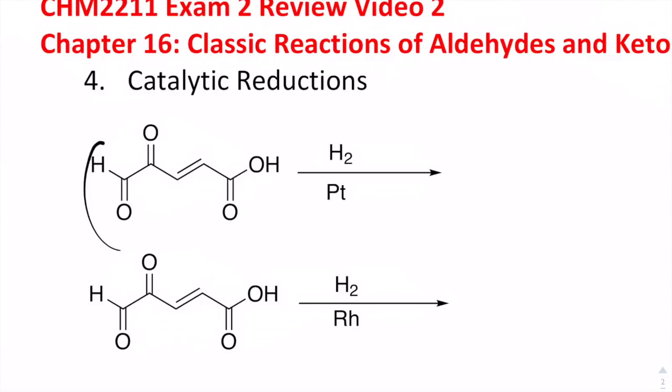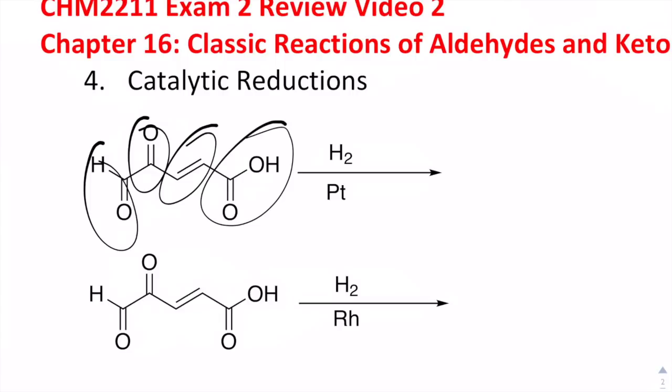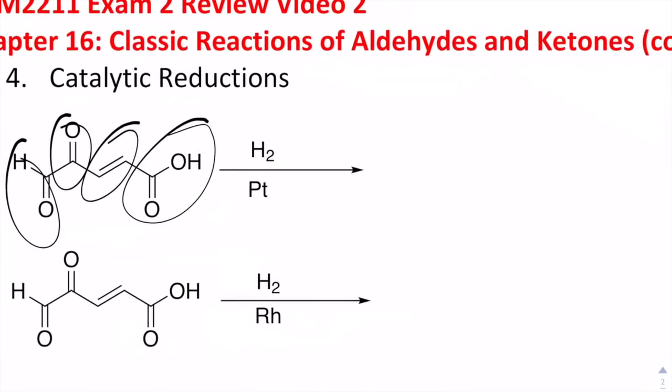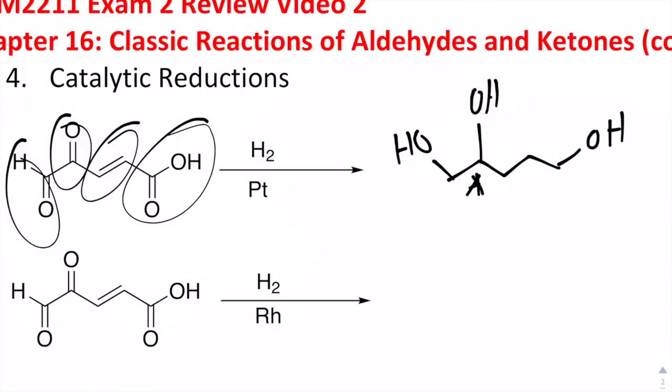It's going to reduce every single unsaturation point in here. So that's going to be the aldehydes, the ketones, the alkenes, and the carboxylic acid. So you would expect a product that looks like this. 1, 2, 3, 4, 5. You have that primary alcohol reduction. You have this secondary alcohol reduction, and remember it's chiral at that position. The alkene goes away to an alkane, and we have this primary alcohol over here. So that's the product of that.